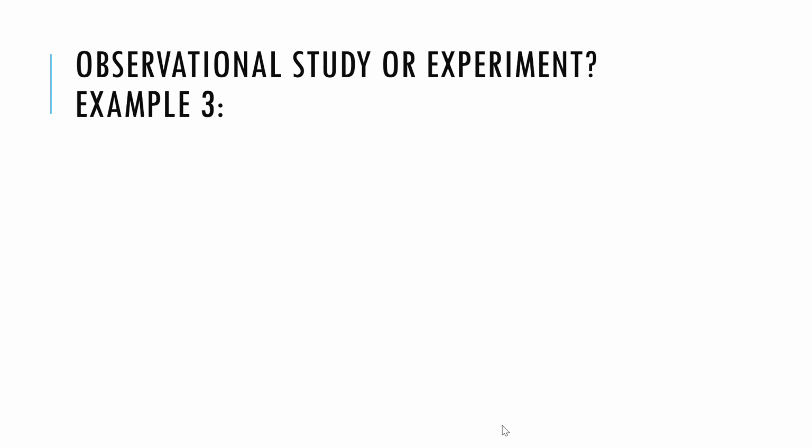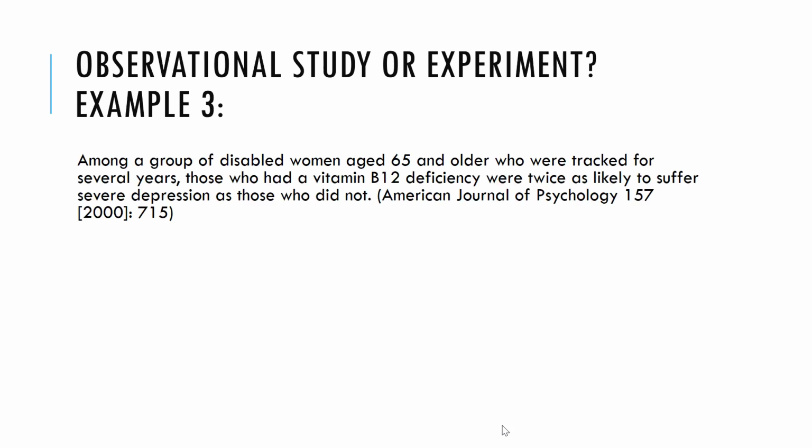Let's do another example. Among a group of disabled women aged 65 or older who were tracked for several years, those who had a vitamin B12 deficiency were twice as likely to suffer severe depression as those who did not. Is this an example of an observational study or an experiment? Pause this video, write down your answer, and then unpause the video to see if you are correct.